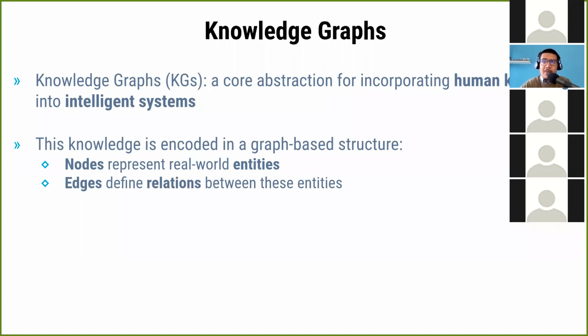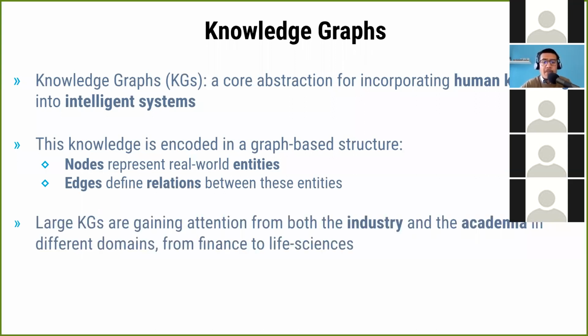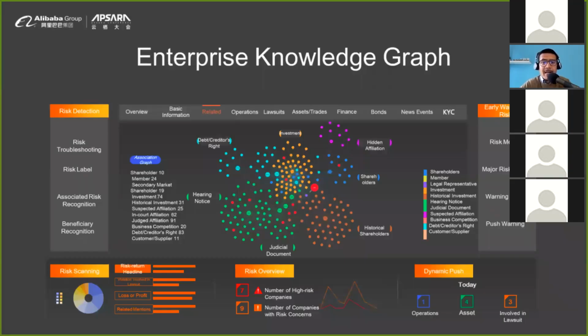Large-scale knowledge graphs are gaining attention from both industry and academia in different domains, for instance, from finance to life sciences. This is an example of a dashboard provided by the Alibaba Group, which is not only, as you can see, involved in e-commerce. This dashboard is particularly useful for risk detection and recognition, which is fundamental for investing in the financial market.